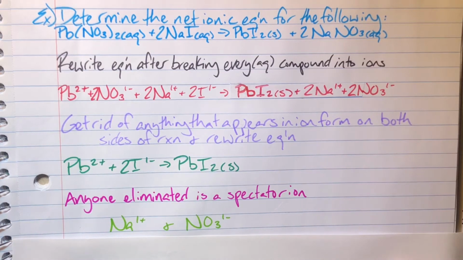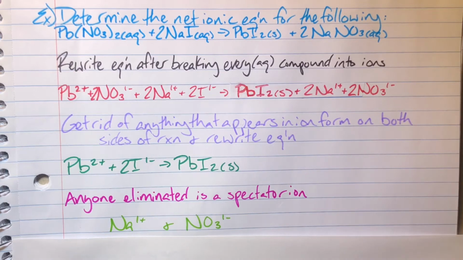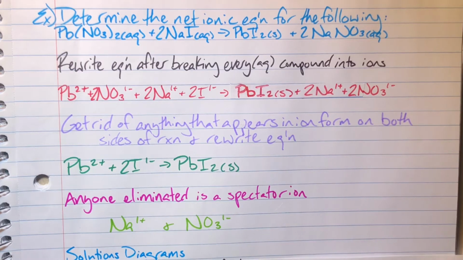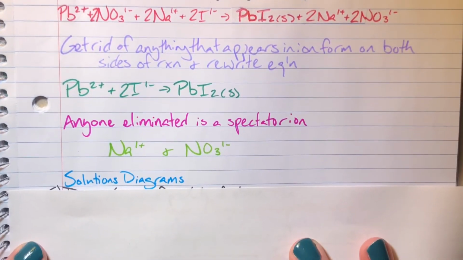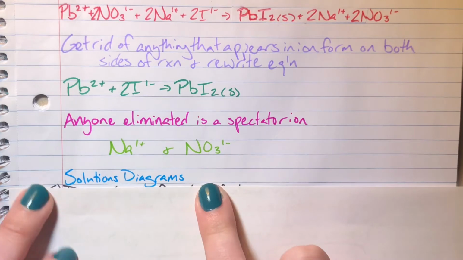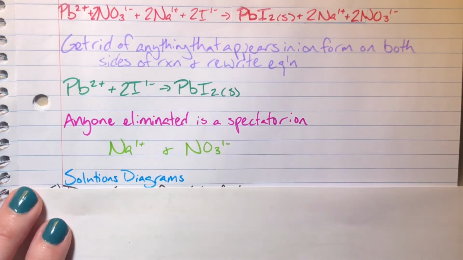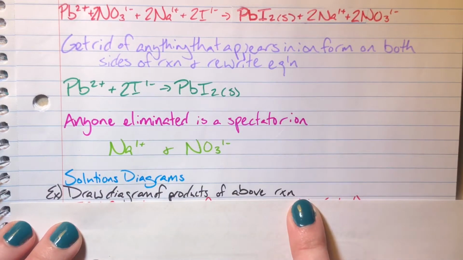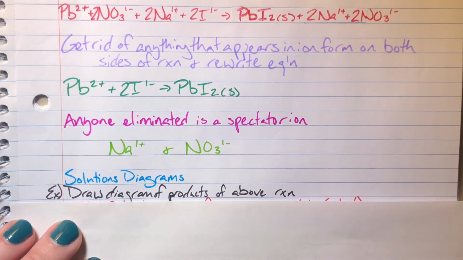Now that I know what this actual reaction would look like on an atomic level inside of the actual solution, I'm going to go ahead and draw it out with a solution diagram. Now my solution diagrams are just going to be a visual representation. I just need to draw my products only from my reaction.